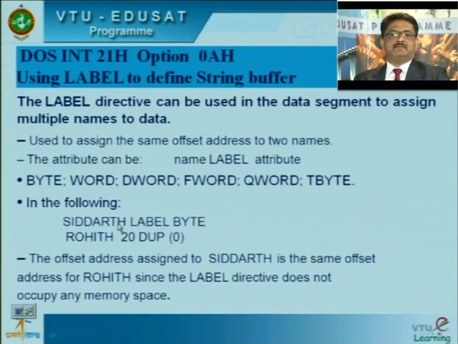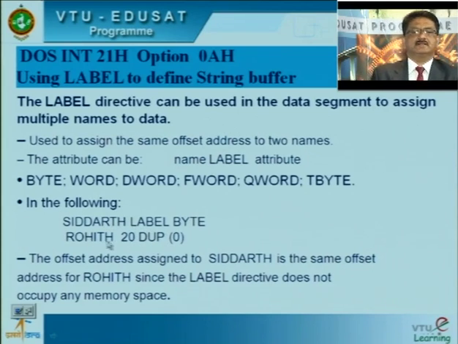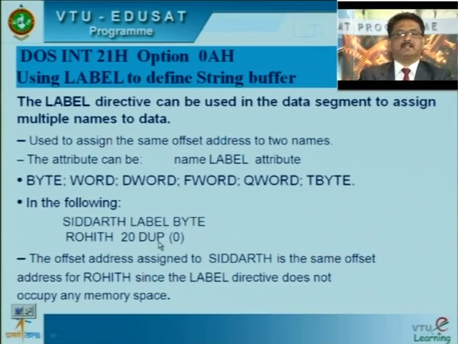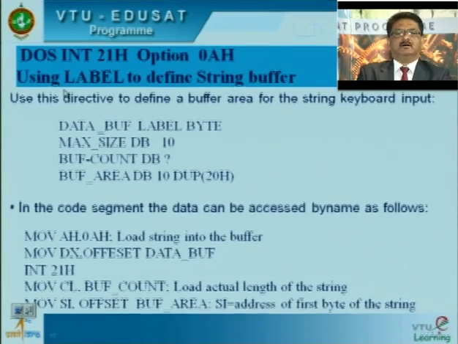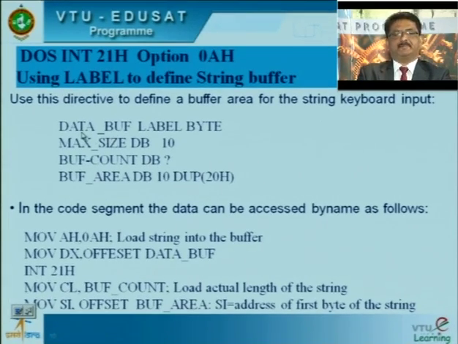Now here I am trying to have a label called Siddharth, where I am trying to allocate 20 memory locations, say for Rohit, where I can put some 20 data bytes into this particular label. Now, how do we use this label buffer?